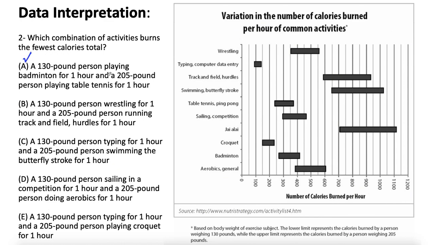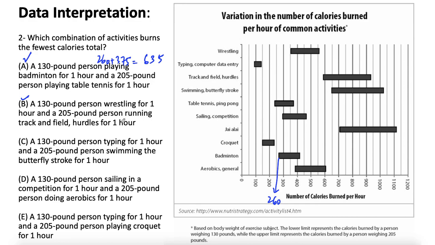130-pound person playing badminton. So where is the badminton? Badminton, yeah. The 130, which is the least of this, is somewhere around here. So let's make this 260. And 205-pound person playing table tennis. So table tennis at 205 is around 375. So 260 plus 375 will be around 635, right? 513, yeah. Now let's see the other option.